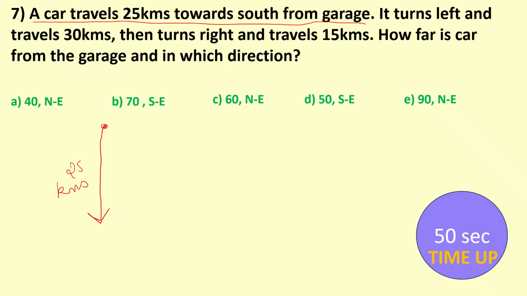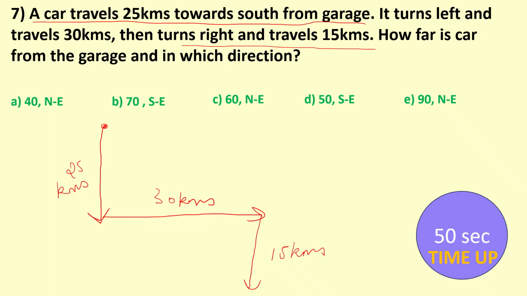It turns left and travels 30 kilometers. लेफ्ट में जा रहा है और 30 किलोमीटर्स जा रहा है। ओके, सो 30 किलोमीटर्स। Then turns right and travels 15 kilometers. बाद में वो राइट में जाके 15 किलोमीटर्स ट्रेवल करता है। ओके, हाउ फार इज कार फ्रॉम द गैराज एंड इन विच डायरेक्शन?